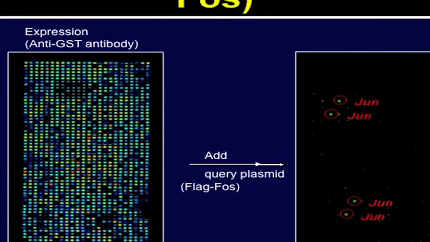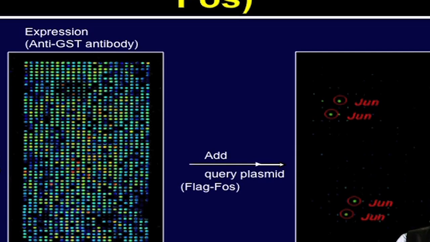The previous array which we talked about was a small test array, but if you really want to perform a proteome-wide screen to test protein-protein interaction, you have to use high density protein arrays. Now, in this slide, I am showing you a high density protein array to test the same protein-protein interaction of JUN and FOS protein pairs.